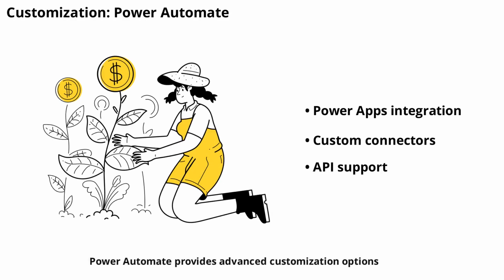Power Automate provides advanced customization options, including integration with Power Apps and Azure Logic Apps. Finance teams can build complex workflows that span multiple systems, automate approvals, and trigger actions based on real-time data. The platform's support for custom connectors and APIs enables deep integration with proprietary finance systems. This level of customization is ideal for organizations with complex or evolving automation needs.